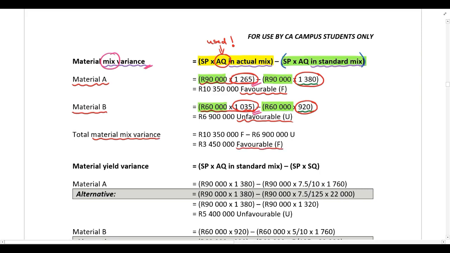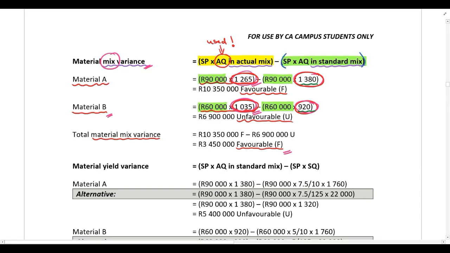And the reason why it's favorable is because they are using more of the cheaper material, which is material B. You can see material B is much cheaper than material A. Material A is more expensive. So they're using more of material B, which is the cheaper material, less of material A, which is the more expensive material, and that's why overall the variance is favorable.